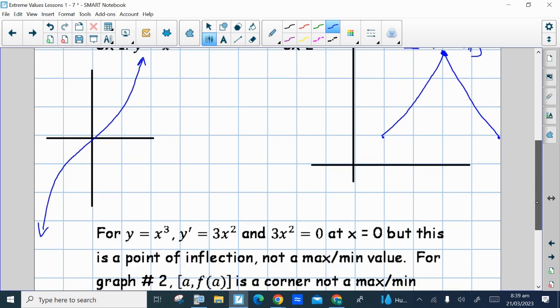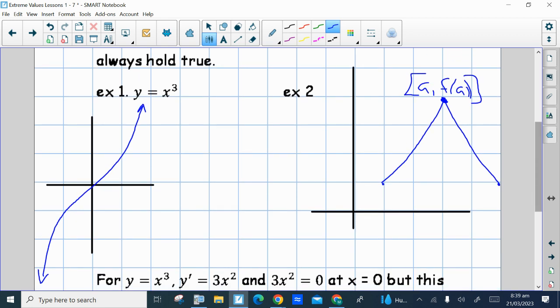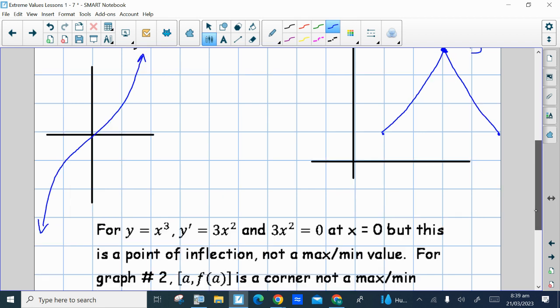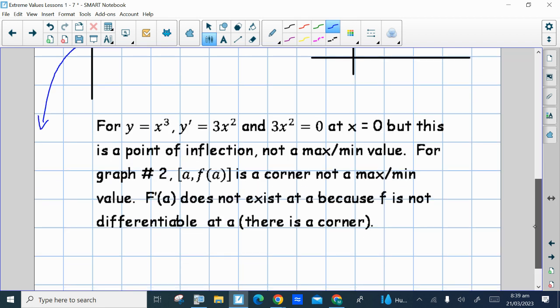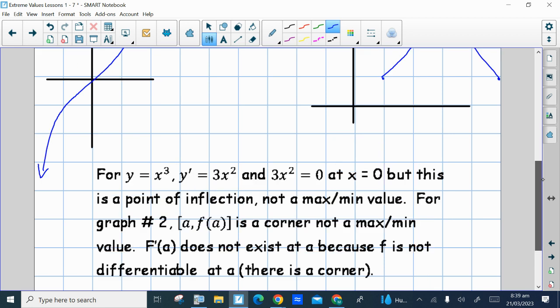It's not a curve. It comes up to a point. Now, there is no equation for that graph, but sometimes you're going to be given a graph and not its equation, okay? And so for graph number 2, the point A comma f at A is a corner. It's not a max or min value. When it comes to a corner like that, the first derivative does not exist. F is not differentiable at A because it comes to a corner.